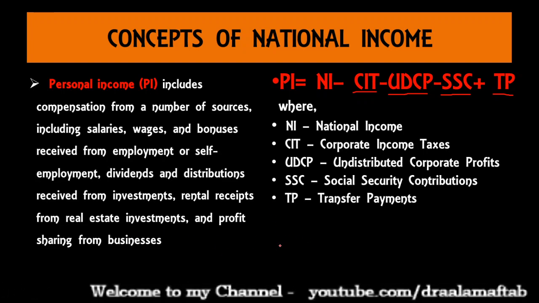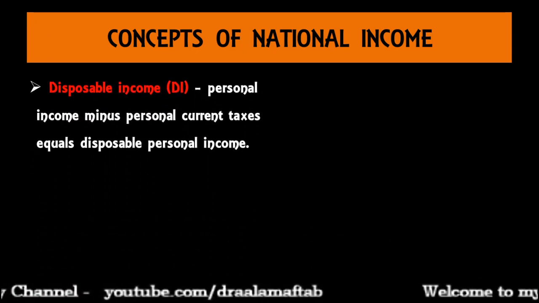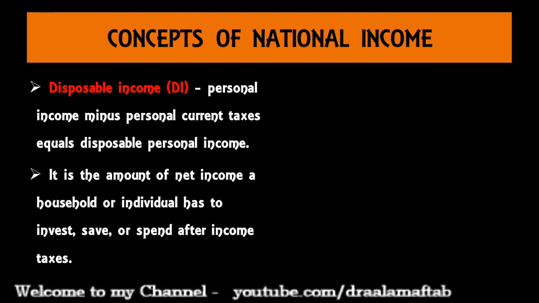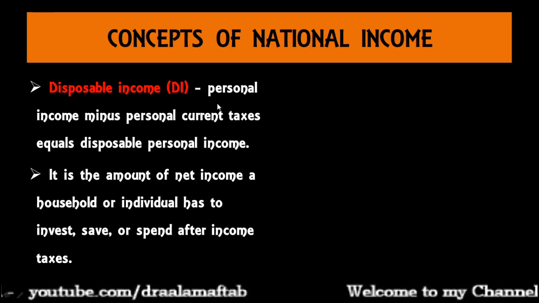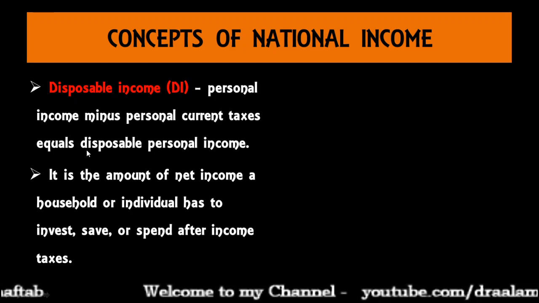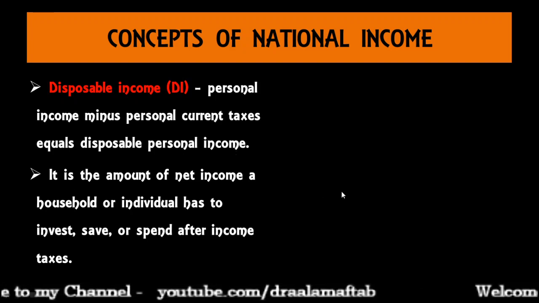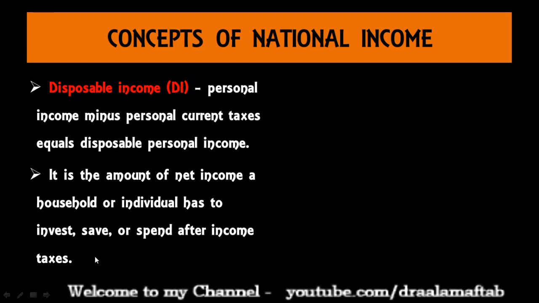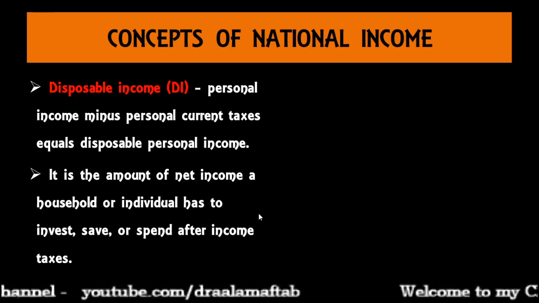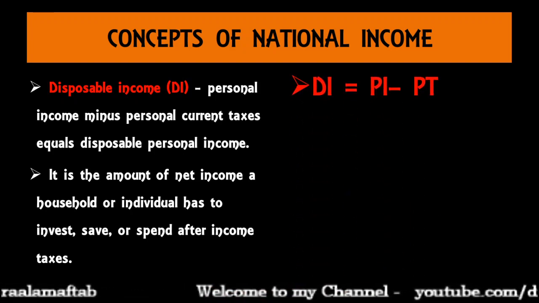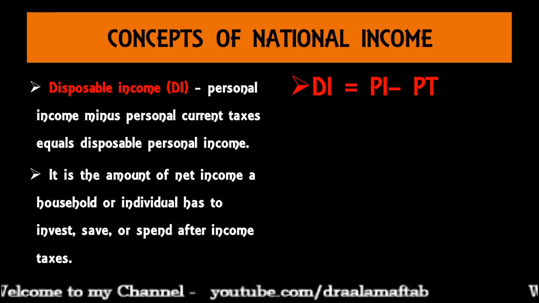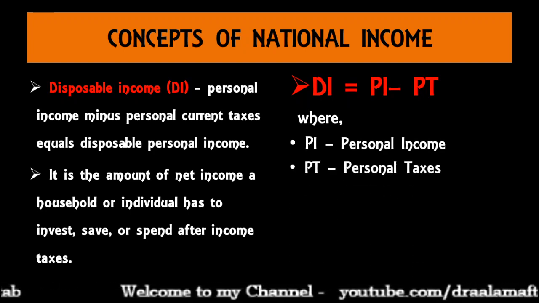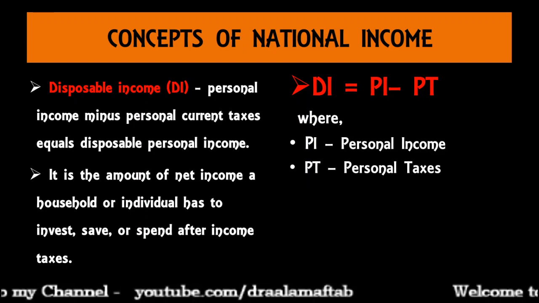So this is all about the different concepts. Next is finally disposable income, the income at the disposal of the individual to spend. So how to calculate this? Personal income minus personal current taxes equals disposable income. It is the amount of net income a household or an individual has to invest or save or spend after income taxes. So this is the income available at the disposal of the individual or household. So DI, that is disposable income, equals personal income minus personal taxes. So this is all about different concepts related to national income.